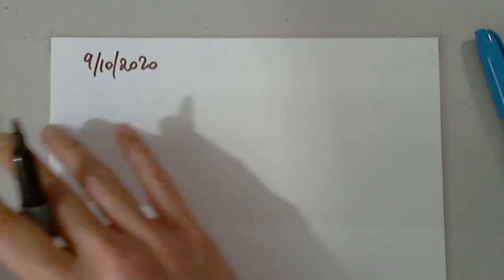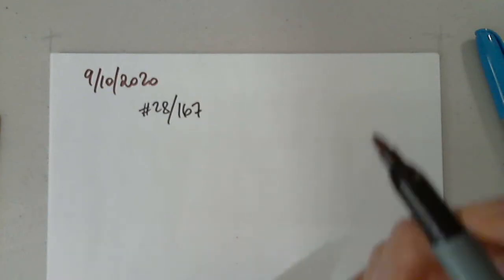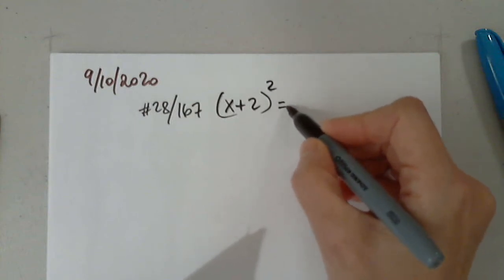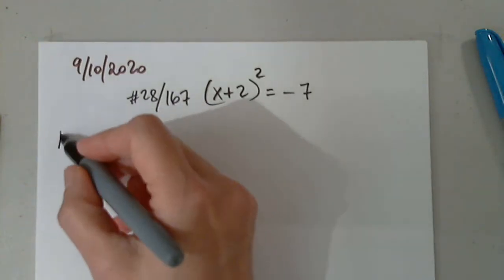In the process of learning square roots and how they work, I'm going to look at problem 28 on page 167. At any point in time, if you fall behind or have questions, you know what to do. Unmute yourselves and say anything. Equals -7. We know something very important, and that's a note.